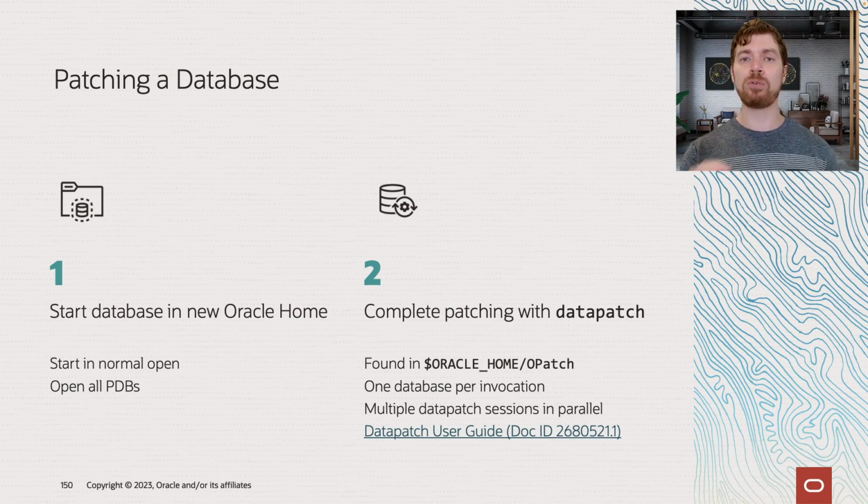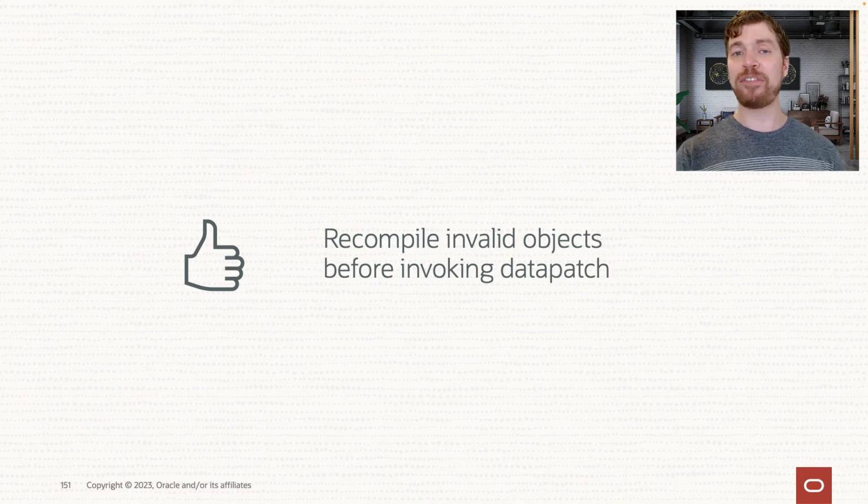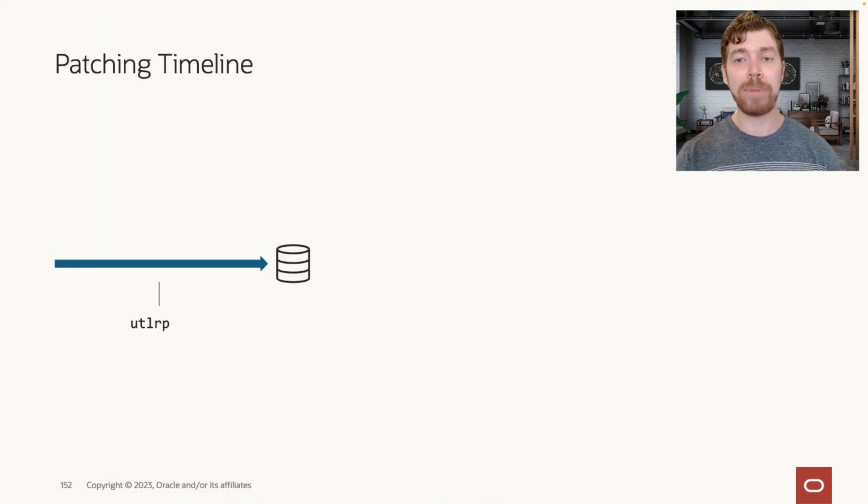And finally, you call the Datapatch utility that is inside Oracle home/OPatch, and this utility will patch all your databases and PDBs. One important thing to remember is to always recompile invalid objects before you invoke Datapatch. The reason why is because then you will know if Datapatch caused any object to become invalid after you executed it. So you can know exactly the objects that became invalid because of Datapatch. Okay, so now let's see that in a patching timeline.